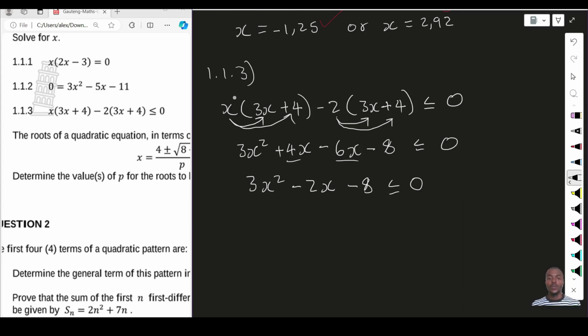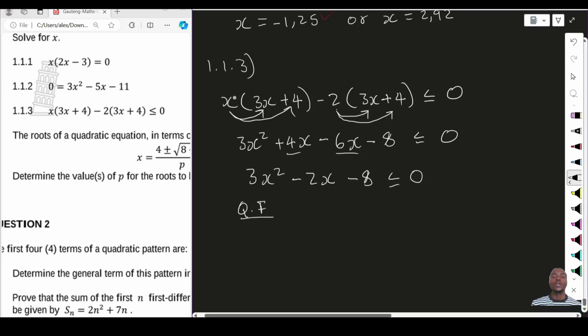From there, we are going to factorize this. So I advise people to use the quadratic formula when you are supposed to factorize, because it makes things easier. But if you can use the factors, it's also fine. But for this question, let's use the quadratic formula. So we are going to say what?